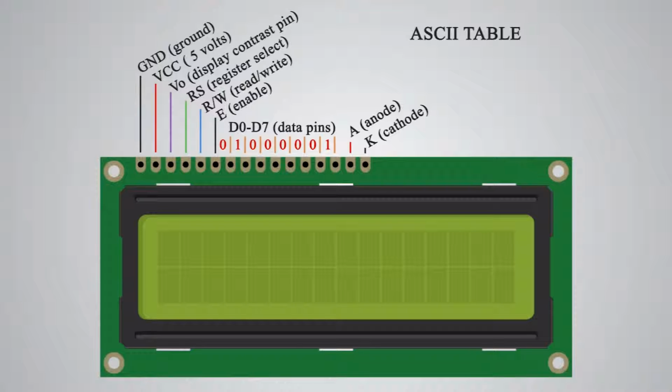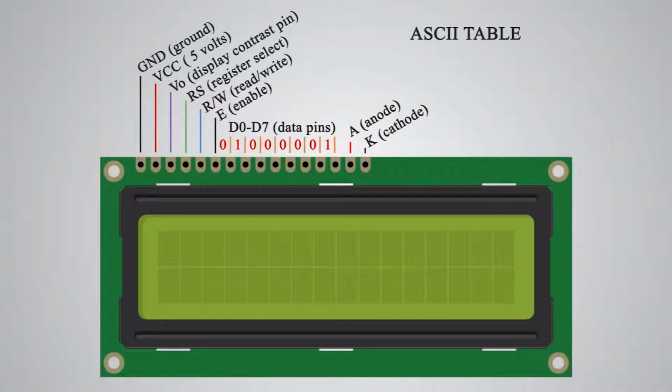The RW pin selects the mode, whether we will read or write to the LCD. Here we will use the write mode to send commands and data to the board. The read mode is used by the LCD when executing the program. The E pin enables writing to the data pins D0 to D7.